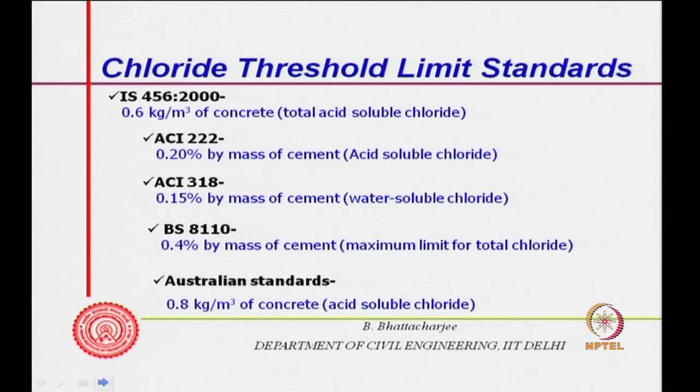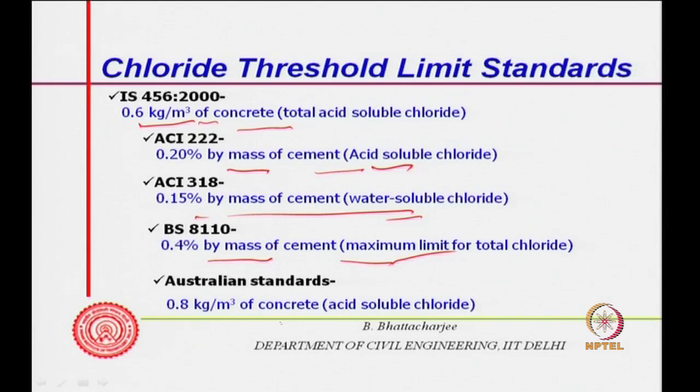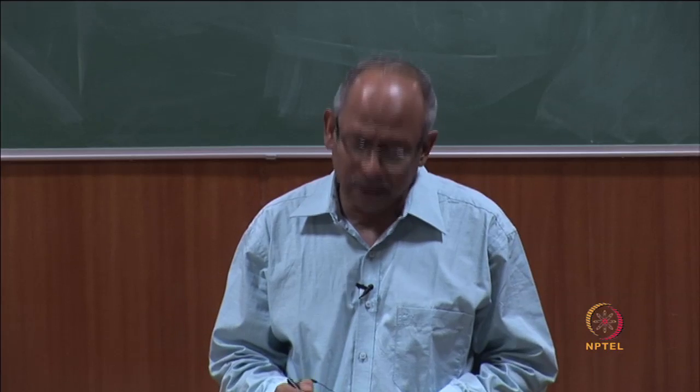And therefore, you find that various codes have different values. For example, IS 456, as we said, for RCC only 0.6 kg per meter cube. ACI 318.15 gives a limit by mass of cement, water soluble chloride. So, this is acid soluble, this is water soluble. BS 8110, 0.4% by mass of cement, and this is for total chloride, and Australian standard 0.8 kg per meter cube of concrete, acid soluble chloride. So, you see it varies, and it must vary because of the experience also, it varies with the cement type and steel type.